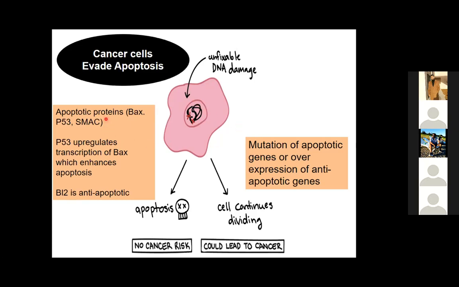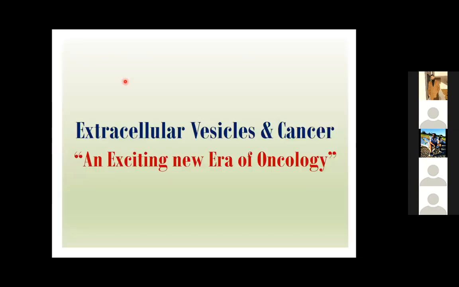What if you have mutation of these apoptotic genes and upregulation of the anti-apoptotic? The cell will continue to divide with the unfixable DNA damage, and this can lead to cancer. So this is one of the criteria of the cancer cell, that it bypasses apoptosis. It's immortal.